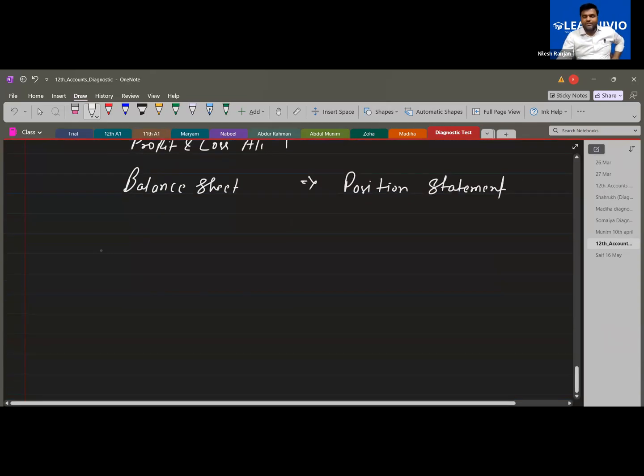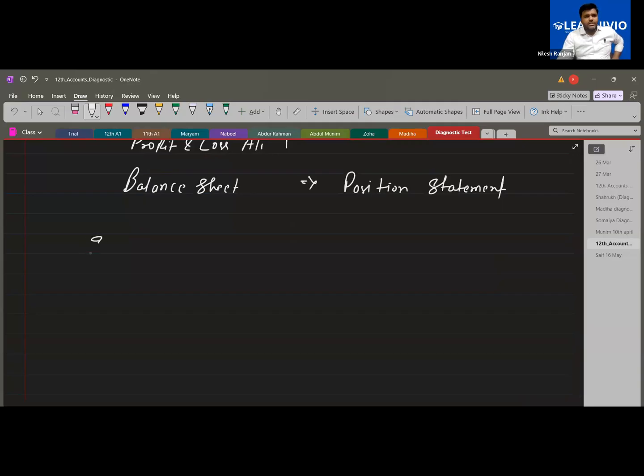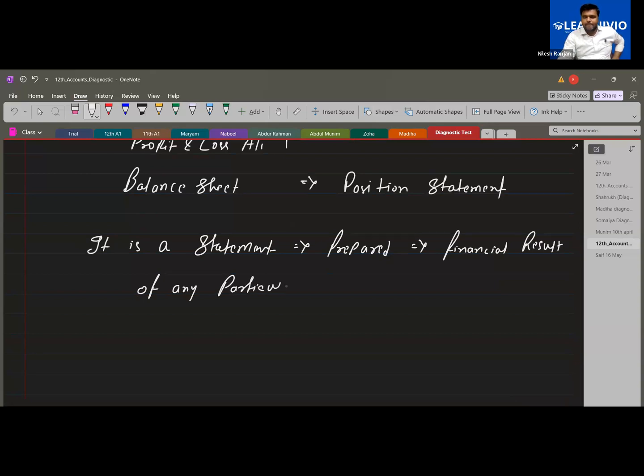So if we put this in a definition, then it will be: a financial statement is a statement which is prepared to show the financial performance or financial result of any particular period and the financial position, like how much assets or liabilities we have. So financial position on a certain date.